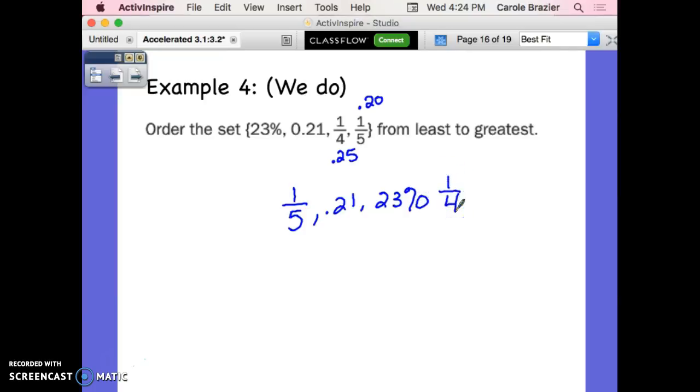The rest of the class, you have a couple of pizzazzes you need to complete and turn in. If you do not complete them, they become homework. It's working on simplifying fractions, comparing and ordering fractions and decimals, and then you will have no graded homework or graded practice tonight if you complete the pizzazzes. So I hope you have a great Thursday, and I will see you all tomorrow.